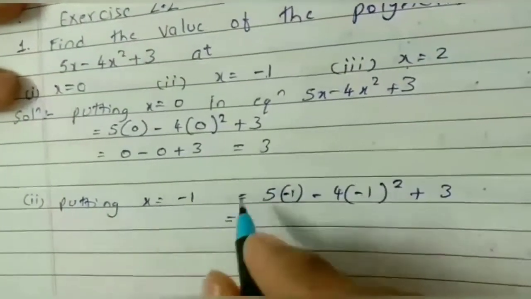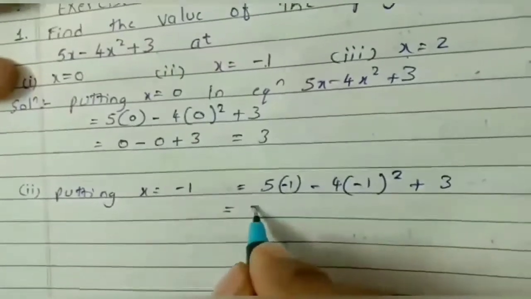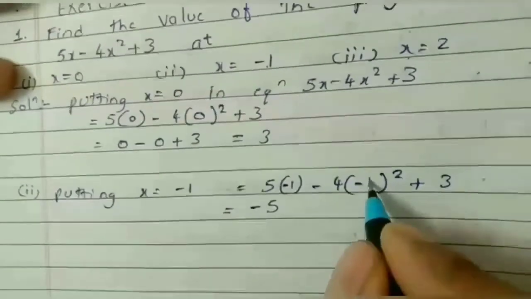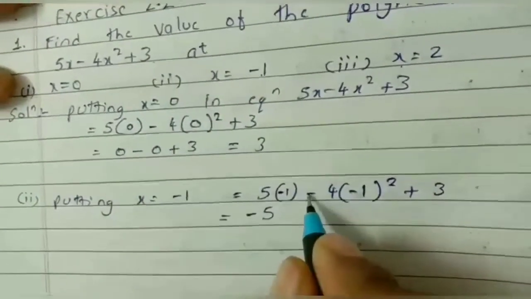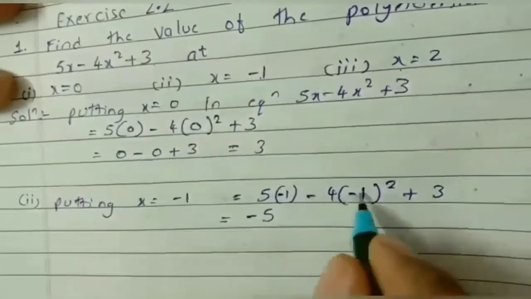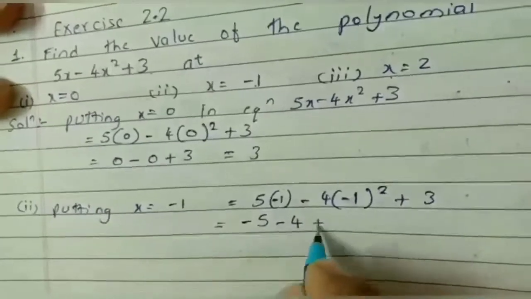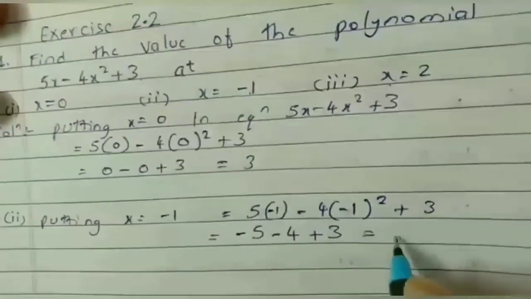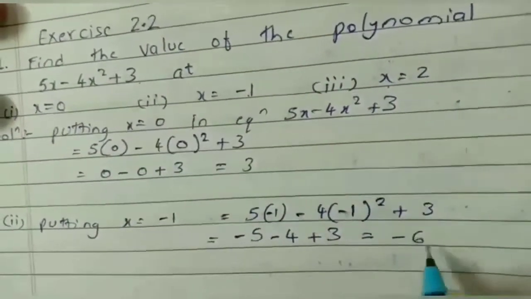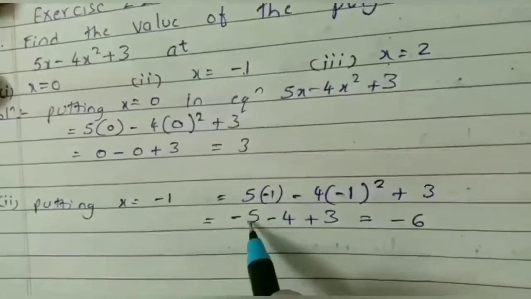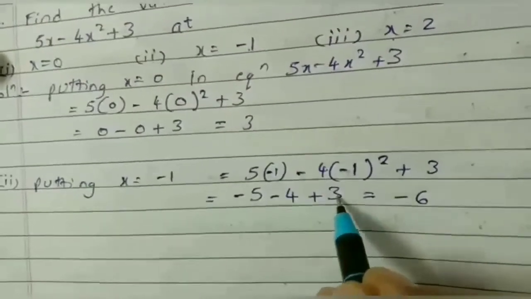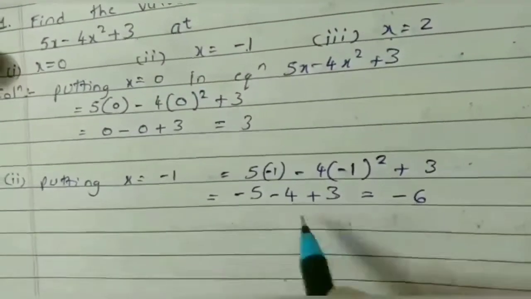Now solve this. 5 into minus 1 is minus 5. Minus 1 square is 1, minus 4 into 1, 4 ones are 4. So the answer is minus 4 plus 3. If you solve this, you will get minus 6. Minus 4 and minus 5 is minus 9. Minus 9 plus 3 is minus 6. Sign of the greater number.